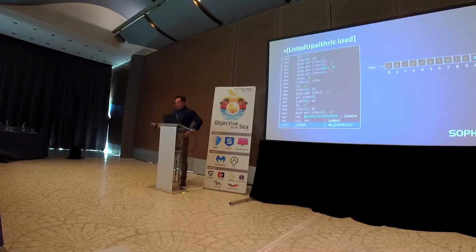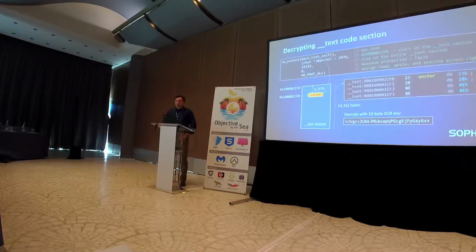How is it called? Here is the context of the call of this function. This function is called with 5 parameters. You can see the first one is own task. Just by looking at this scheme, it's trying to assign a certain flag to a memory chunk, and that memory chunk corresponds to the code section of the executable, __text.